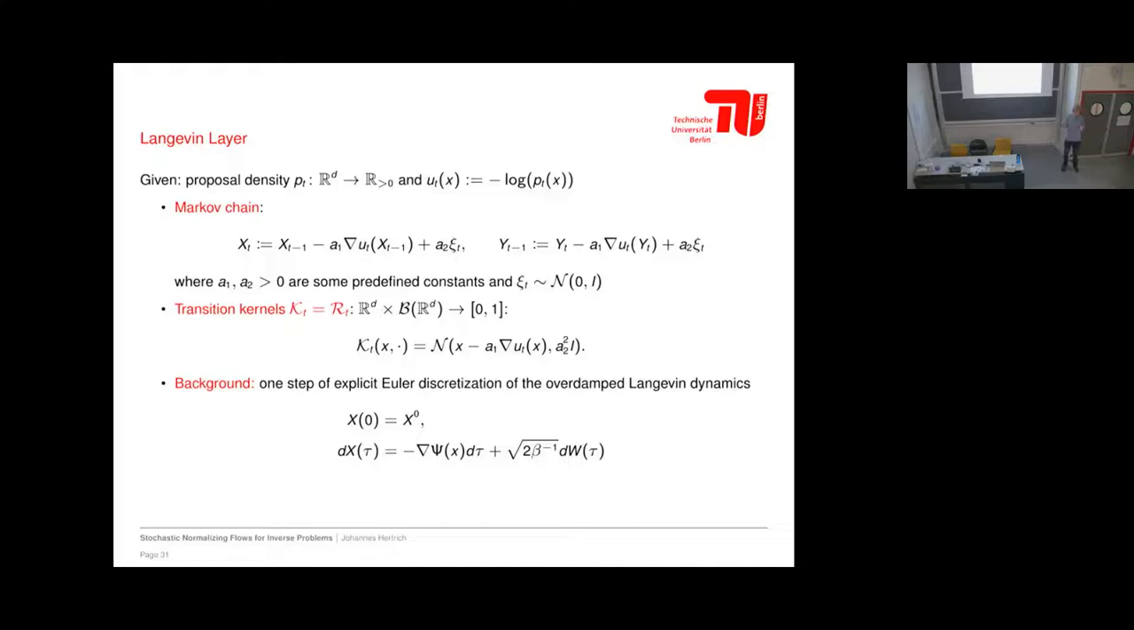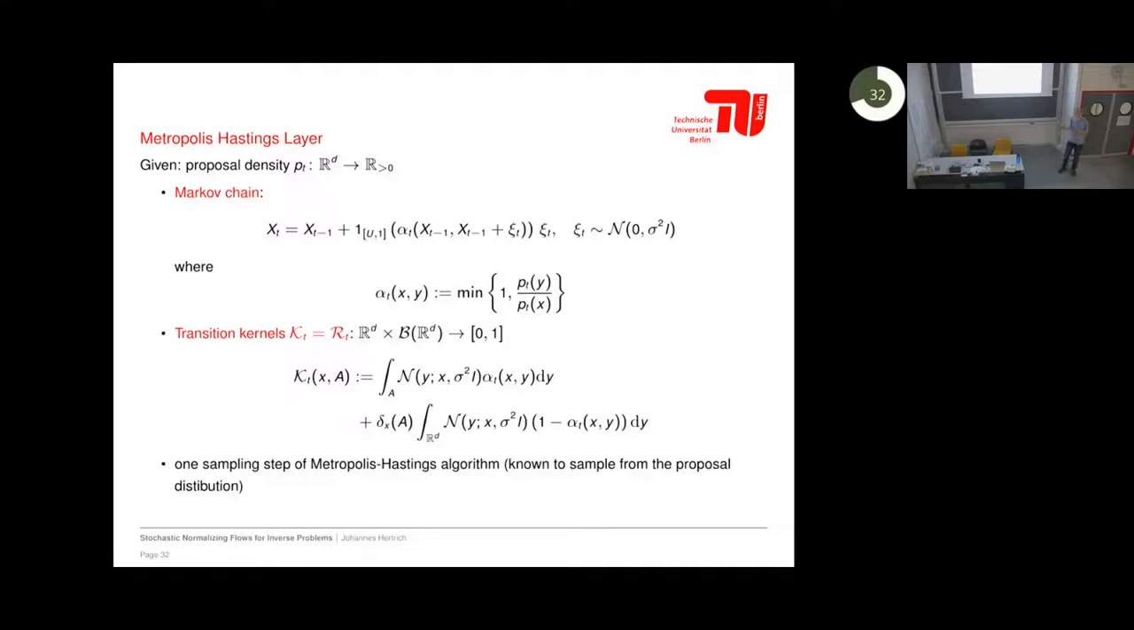In the same way, we can use a Metropolis-Hastings layer, which is just another stochastic sampling algorithm. It is based on an acceptance-rejection procedure. We take our old sample, perturb it a little bit by noise, and then either accept or reject it based on some statistics, which is again defined by this proposal density. Also here we can derive the Markov kernel, and we can see that this is one step of the Metropolis-Hastings algorithm, which also approximates this proposal density.